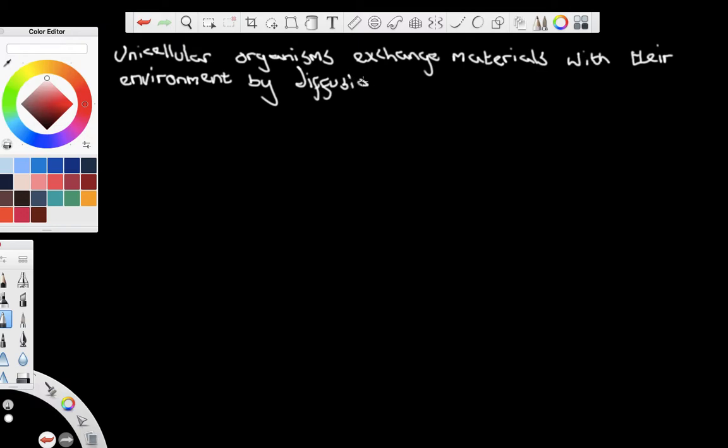Now, there's two major words in this sentence. The first one being unicellular organism. We said in B1 that unicellular means you are only made up of one cell. And the other word is diffusion. Diffusion is the movement of substances from an area of high concentration to an area of low concentration. We can also add to diffusion, we can say osmosis, and we can say active transport.